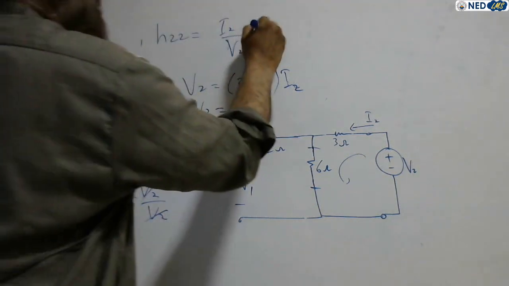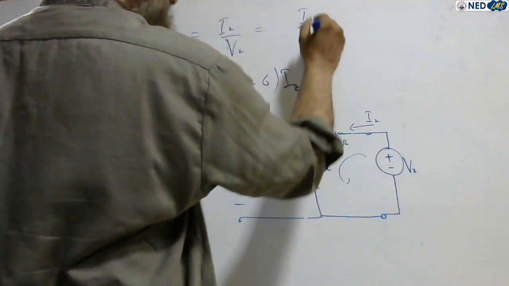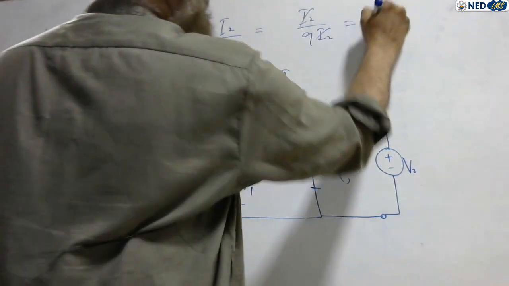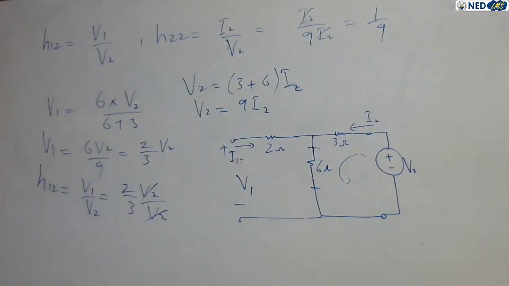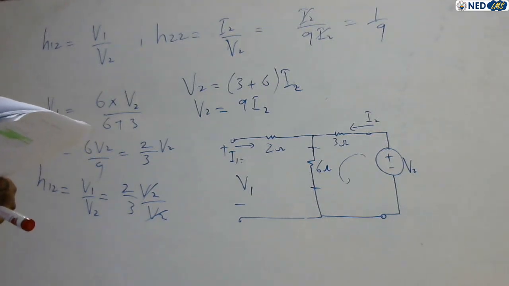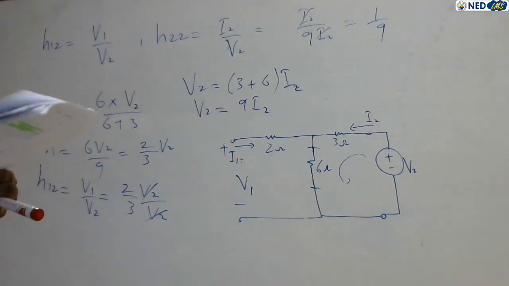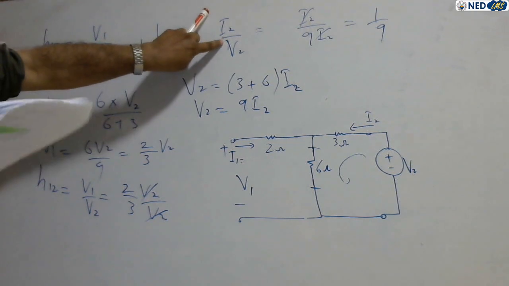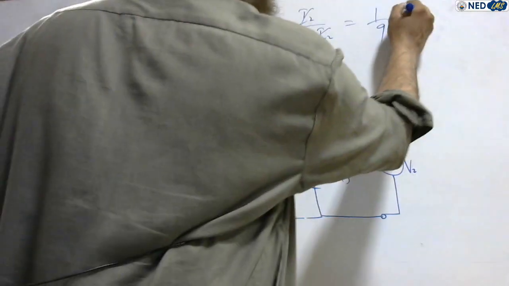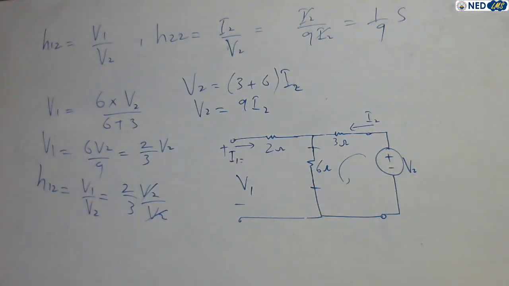And what is H22? I2 over 9 I2. So I2 is cancelled with I2. So H22 equals 1 over 9. And what is the unit of H22? Siemens, because it is the ratio of I2 over V2, yes, it is admittance. Yes, the unit is Siemens, right? So we put S.